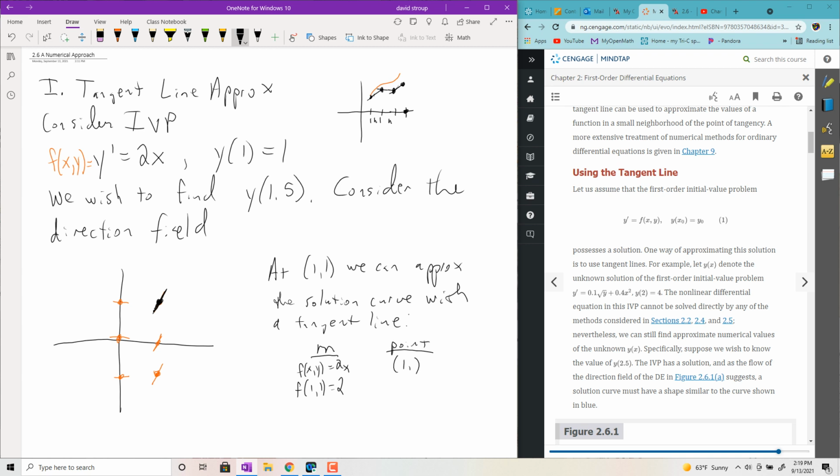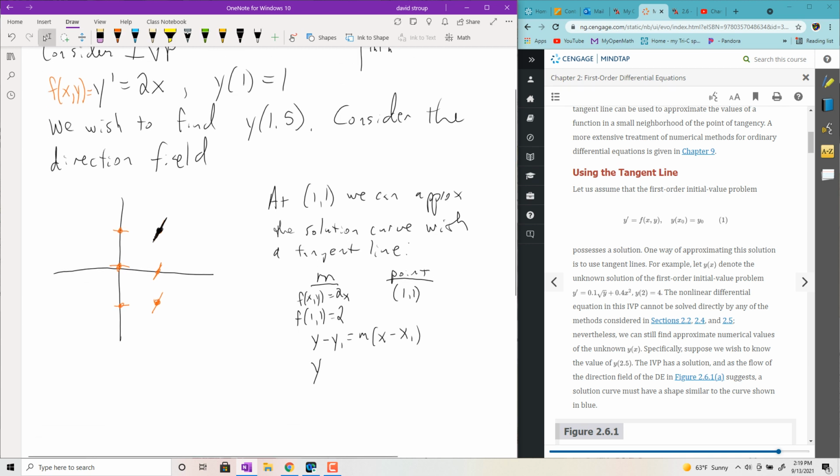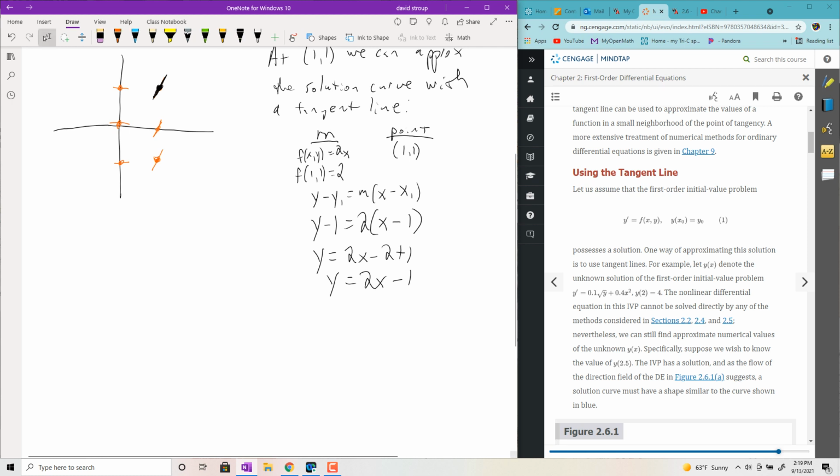So for our tangent line equation, from y minus y1 equals m times x minus x1, we just plug the material in, and we get y minus 1 equals 2 times x minus 1. Then you could rearrange things and you have your equation of that tangent line. So this would be 2x minus 2, and then add 1 to the other side. So y equals 2x minus 1. I have an equation of a tangent line at this point.